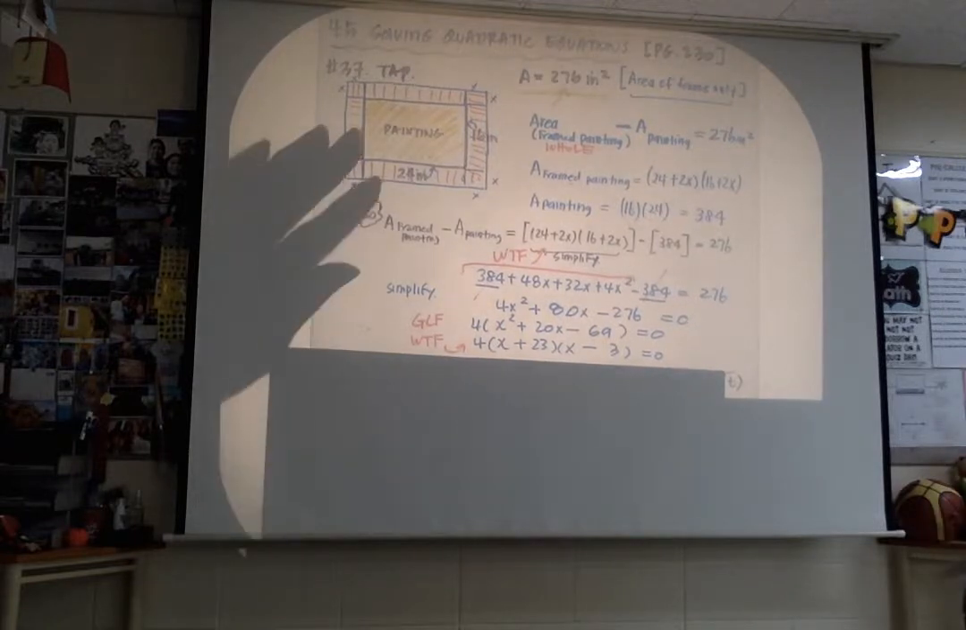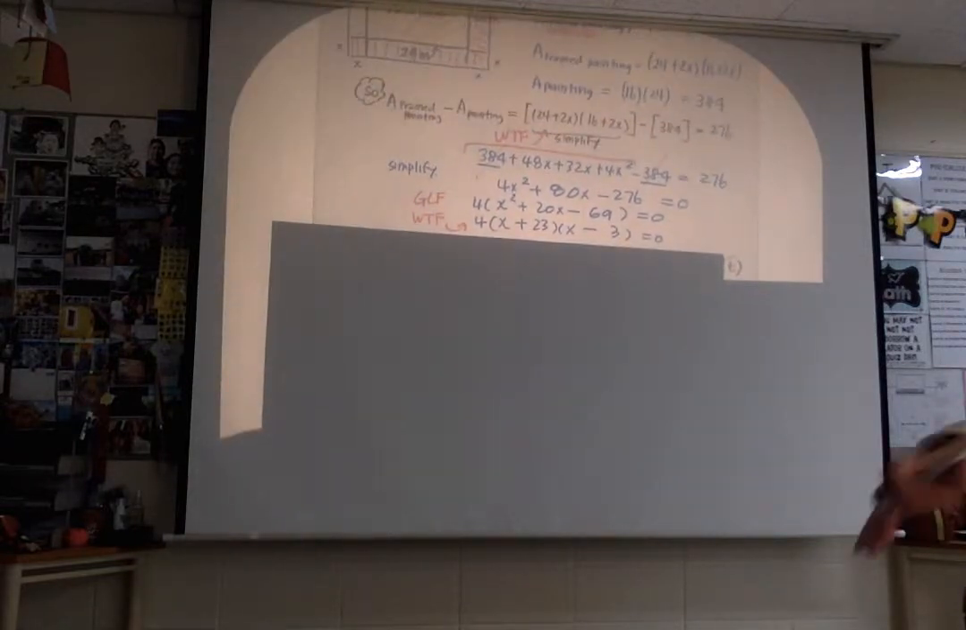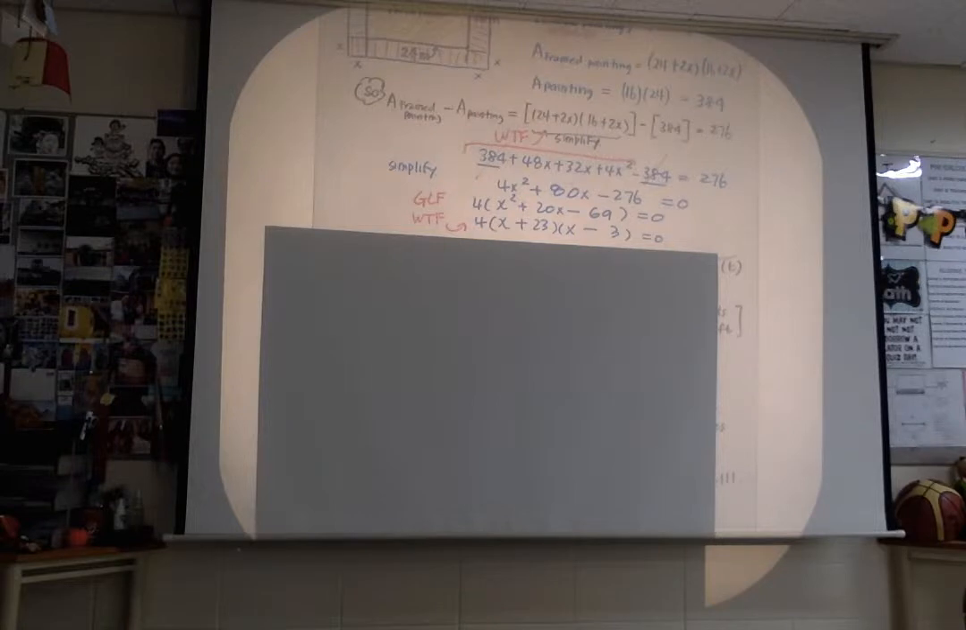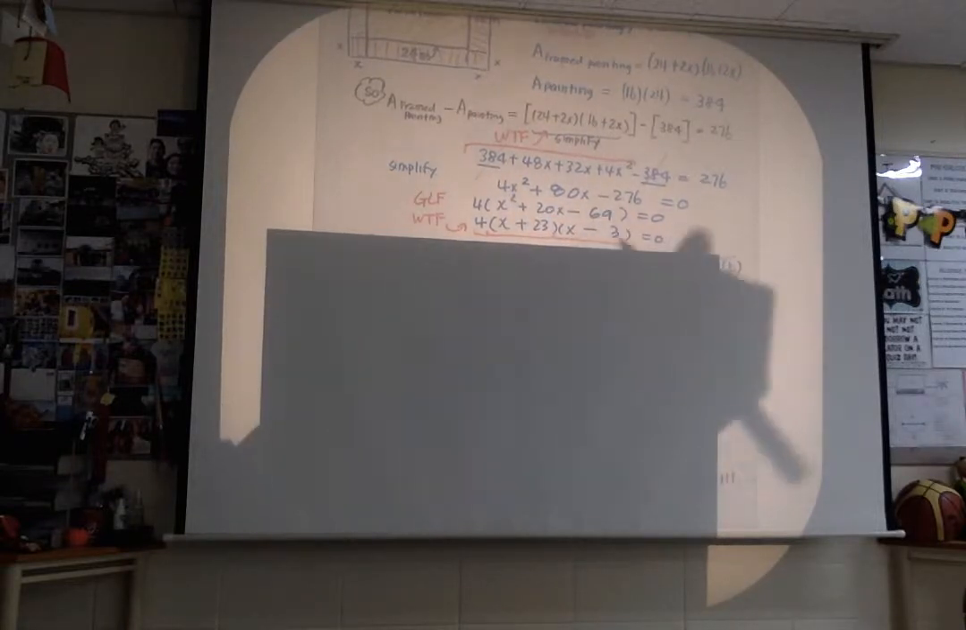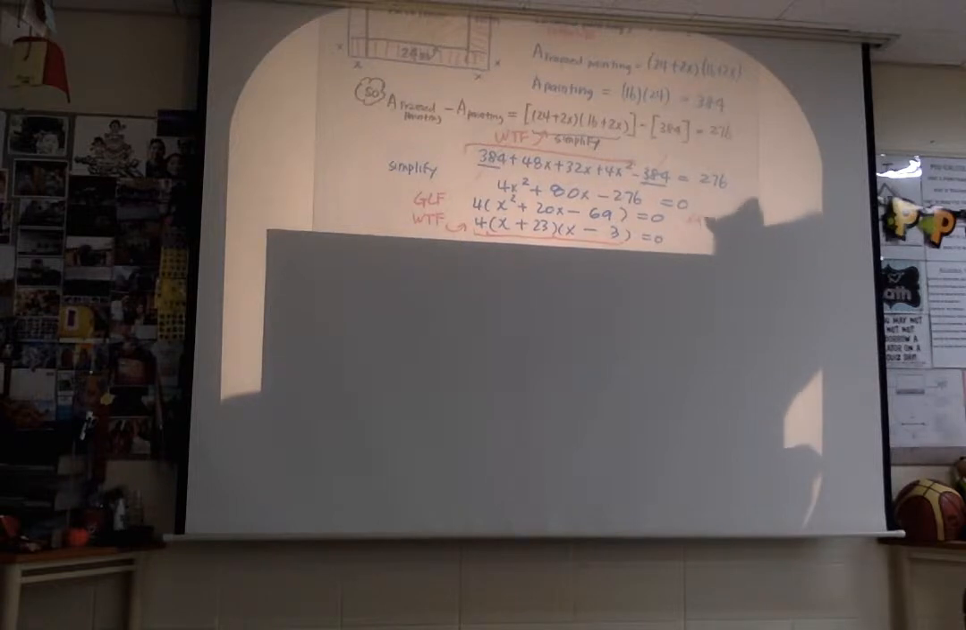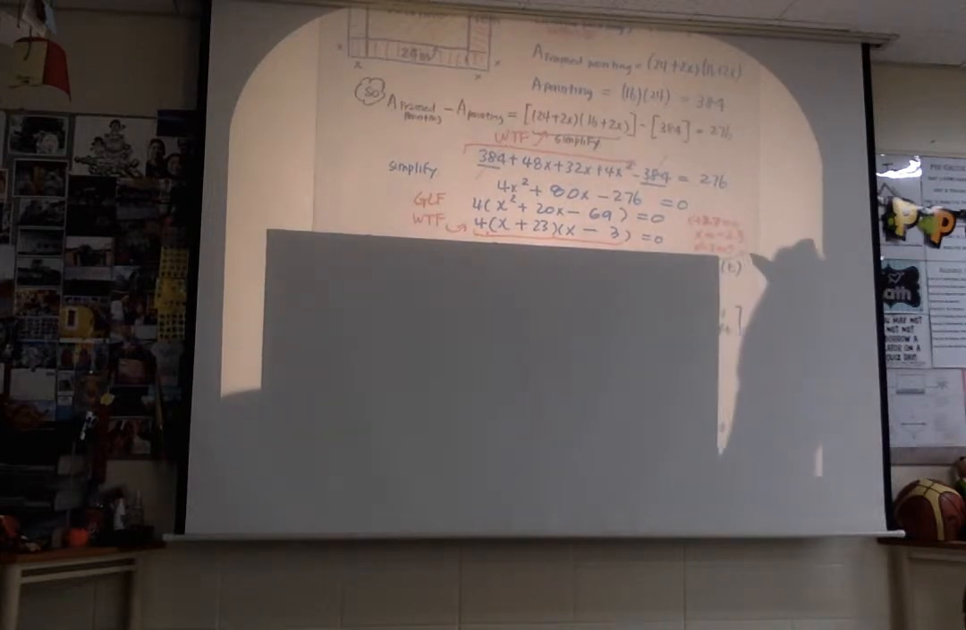Now I've got to solve it, right, guys? All I do is the same thing. These factors have to give me 0. That means x plus 23 has to equal 0, so x has to equal negative 23, and x minus 3 has to equal 0, so x equals 3.